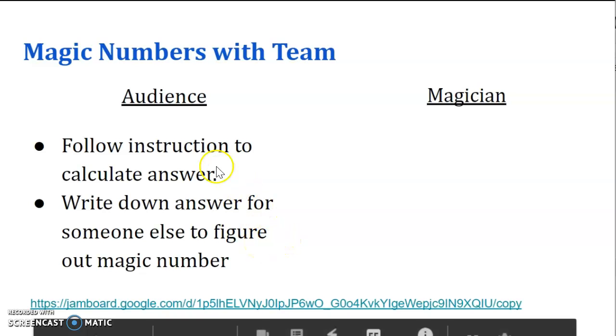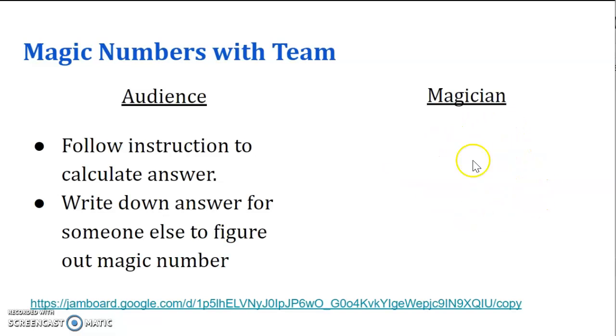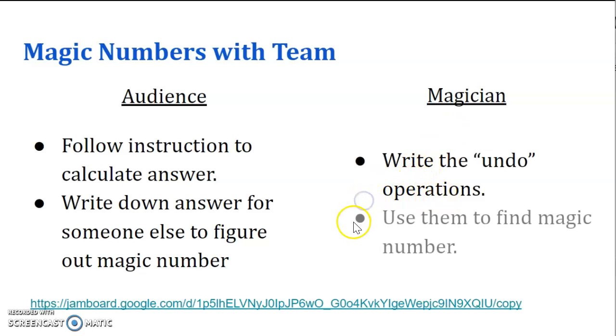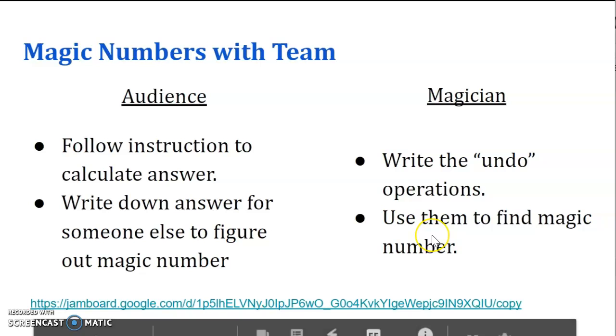magic number. So first thing is everybody's going to become an audience, and then we're going to trade sheets, and then everybody's going to play the magician. Okay, and the magician will undo the operation and use them to find the magic number.